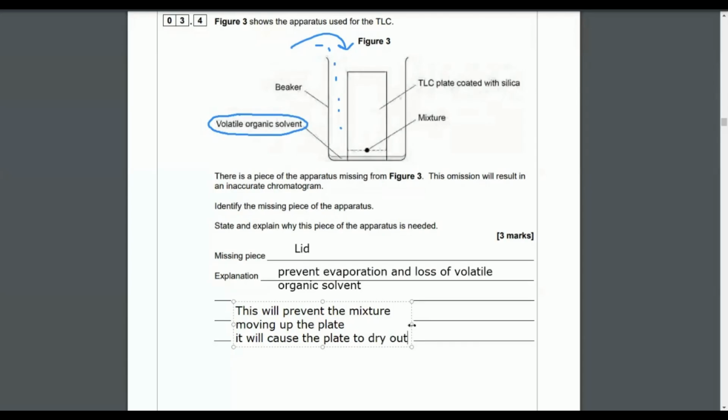So if the plate gets dry, then the mixture is no longer going to move up the plate, and we're not going to get a proper distance for the solvent front, or we're not going to be able to calculate the RF value accurately. Okay, so there we go. Let's put those marks in. One for the lid, one for the lid prevents the evaporation or loss of the volatile organic solvent. I mean, it doesn't really stop evaporation. The organic solvent is going to evaporate, but once it's saturated the atmosphere, you're going to reach an equilibrium where no more solvent evaporates, and that's what the lid will create. And then that will prevent the plate from drying out.